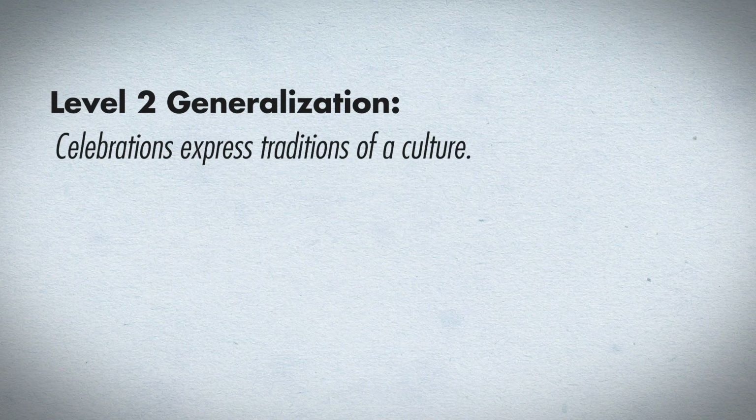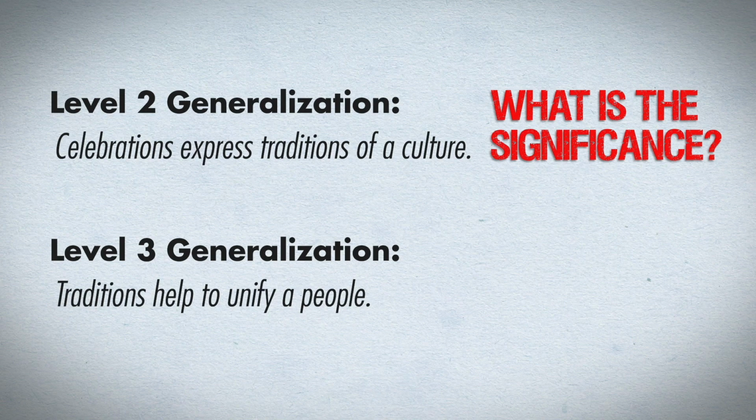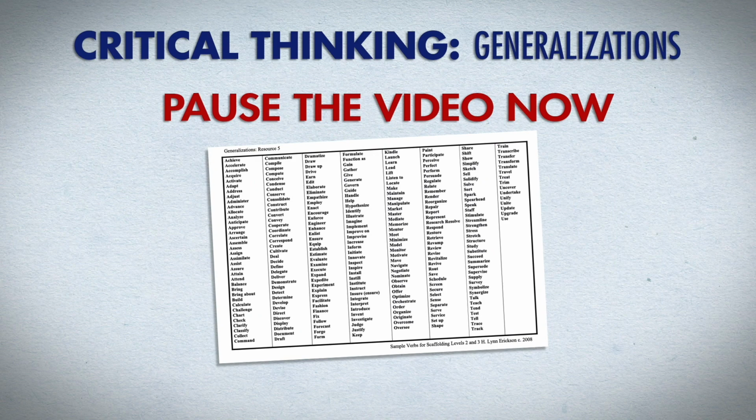Let's add an even deeper level of sophistication to this level 2 generalization by scaffolding up to a level 3. So a way to do this is to ask yourself, what's the significance? So in our example, what is the significance of expressing cultural traditions? The answer here leads to a level 3 generalization. Traditions help to unify a people. Pause for a moment to make sure that the generalizations you created are at a level 2 or higher. Use Resource 5 for a list of verbs for level 2 and 3 generalizations.